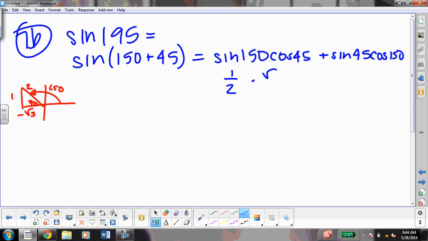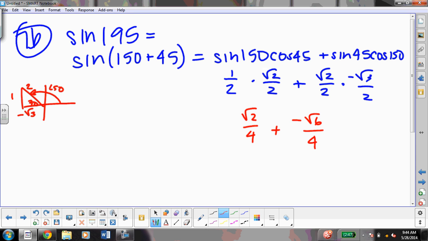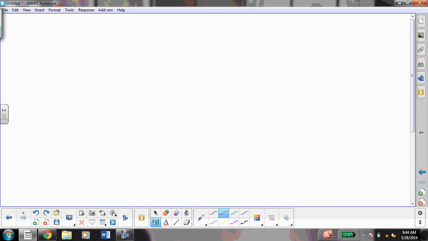The cosine of 45 we should know as root 2 over 2. The sine of 45 we should know as root 2 over 2. And the cosine of 150 is negative root 3 over 2. We have root 2 over 4 plus negative root 6 over 4, so root 2 minus root 6 over 4 for our solution.